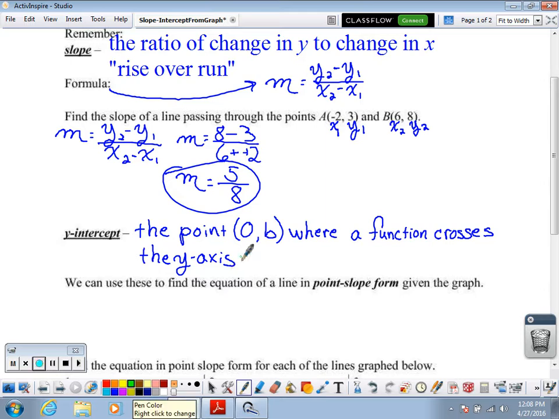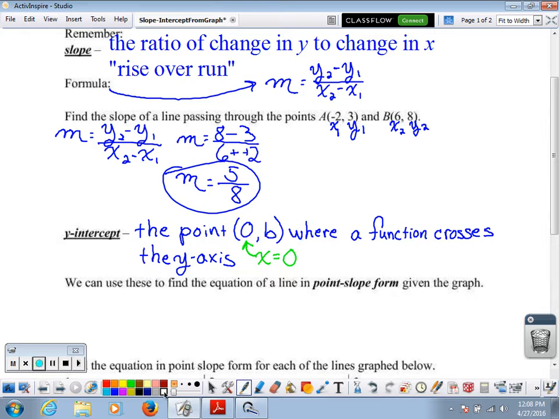Something I want to point out: at the y-intercept, x is always going to be 0. It's the point 0, B because in order to hit that y-axis, the x-coordinate has to be 0. It's the point where the function crosses the y-axis.